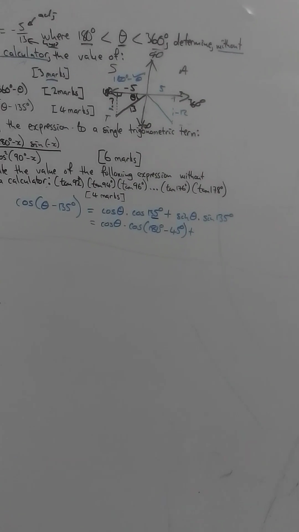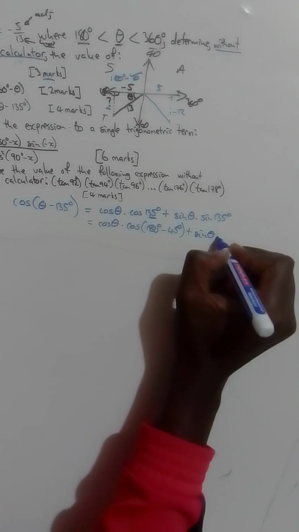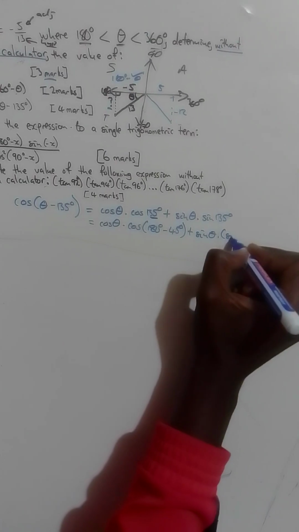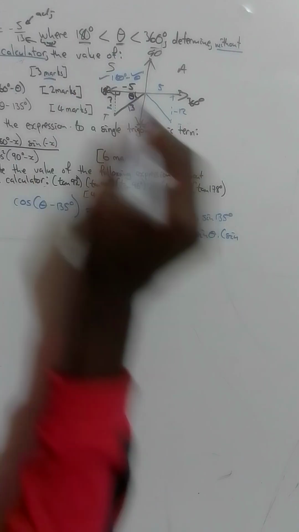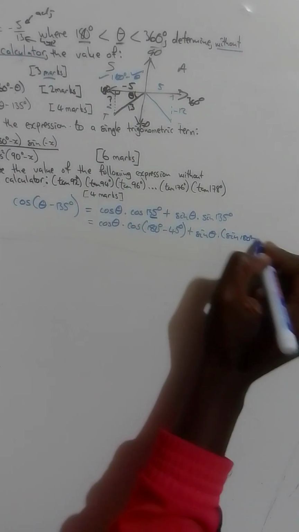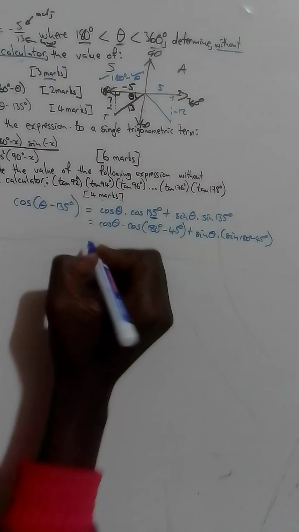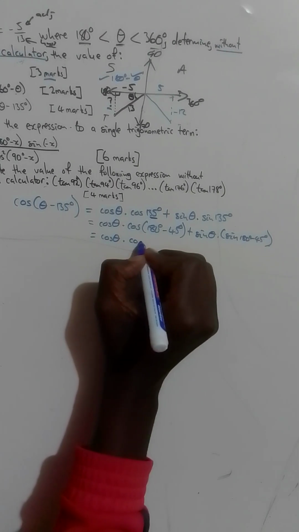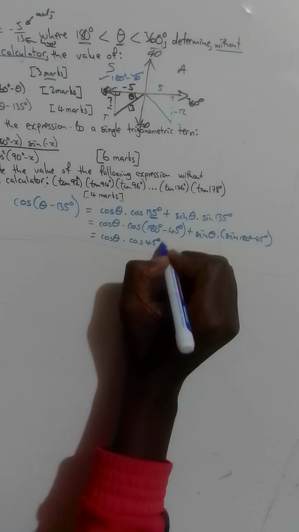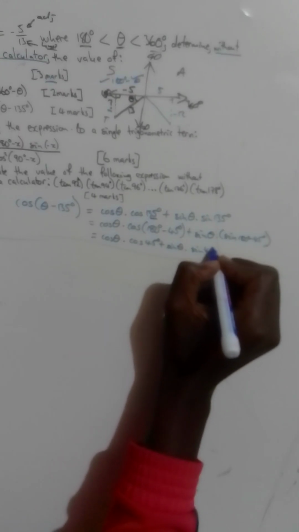Let me just adjust my camera. All right. Plus sine theta multiplied by open bracket sine. Also, it's in quadrant 2. We say 180 minus 45 degrees. Right? All right. Now, on the next stage, we now say cos theta multiplied by, now I get cos 45 degrees plus sine theta multiplied by sine 45 degrees.